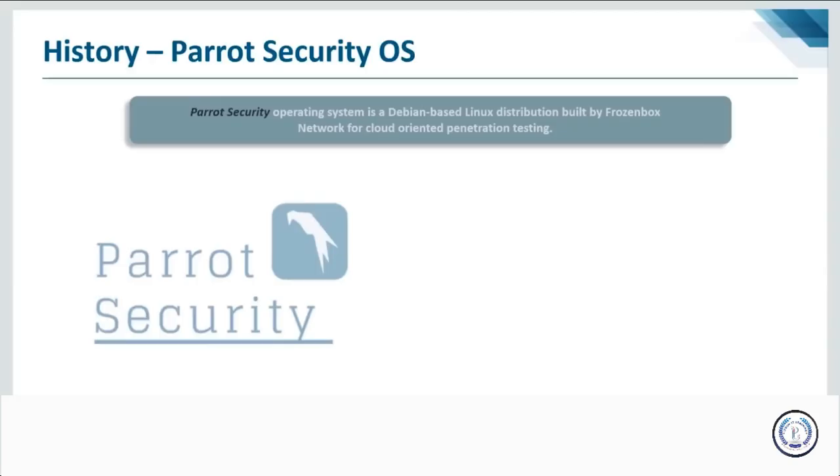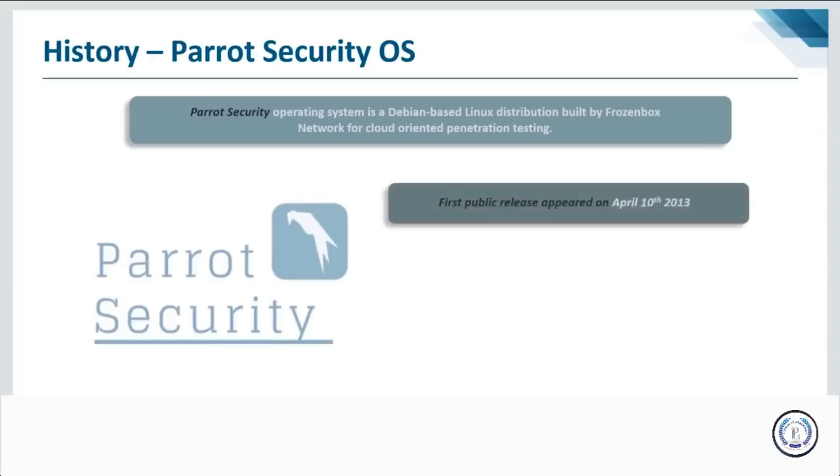Now, a little bit about its history. The first release of Parrot OS appeared on April 10, 2013. Originally, it was developed as part of Frozen Box. Now it has grown to include a community of open source developers, professional security experts, advocates of digital rights, and Linux enthusiasts from all over the world.